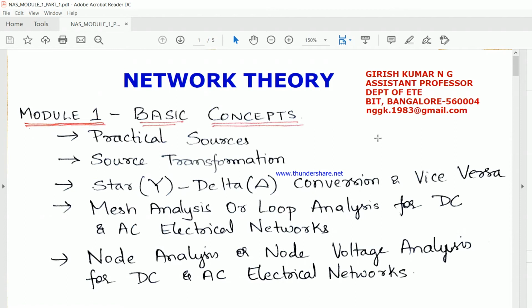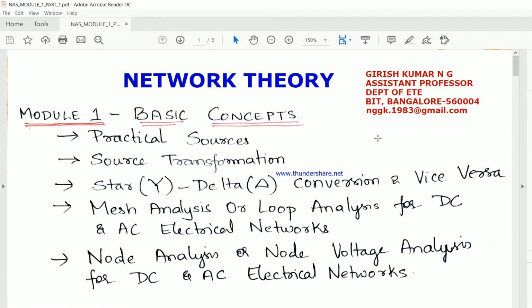The last part of module 1 which we are going to cover is node analysis, or node voltage analysis as we call it. We use node analysis to find DC and AC parameters like current, voltage and power for any given electrical network. When you come across mesh analysis and node voltage analysis, you should remember some of the different laws that we have in electrical networks. So let us go into detail about those laws.